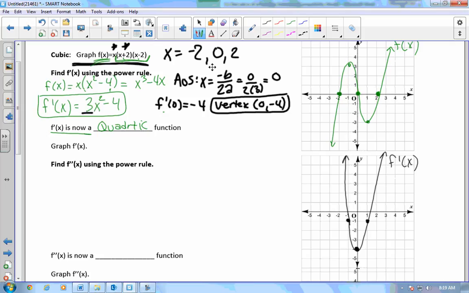The first guy I have in green is called your position function. Once you take the derivative, f prime of x is your acceleration. Those who've taken physics have talked about that before, right? Acceleration.